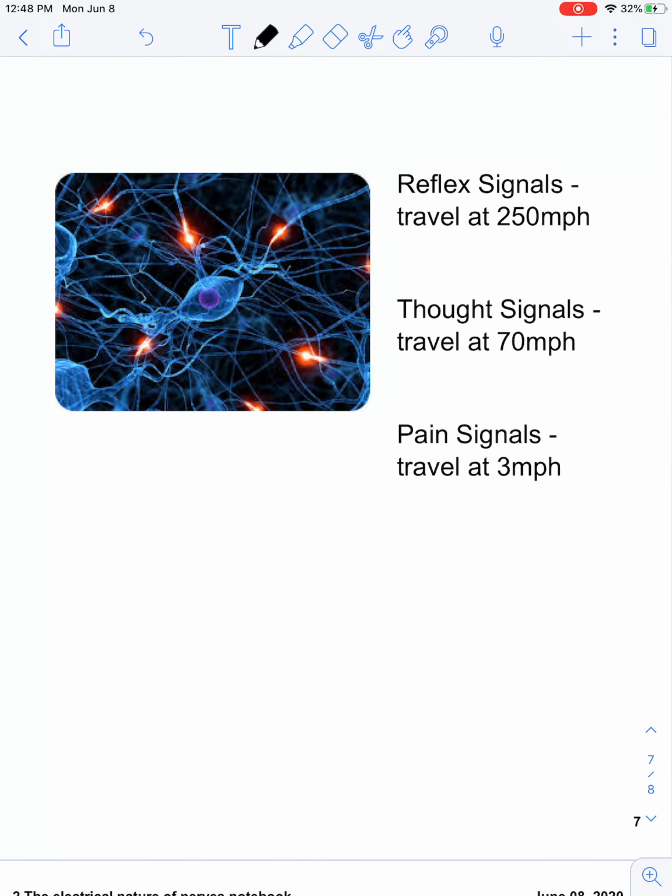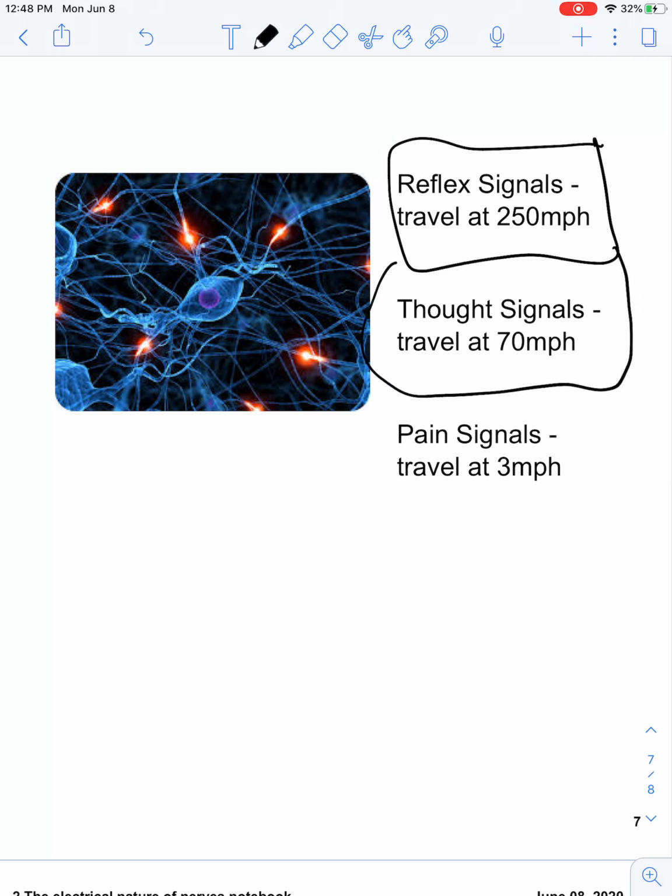Just some information for you. How fast does this happen? Well, reflex signals, so we were talking about that reflex arc. We can conduct electricity through those 3 neurons, right? We've got the sensory, the interneuron, and the motor neuron. It's that simple little loop for a reflex. They go quite fast, 250 miles per hour. Okay, that's quick. Thought signals, 70 miles per hour. And then pain, 3 miles per hour.